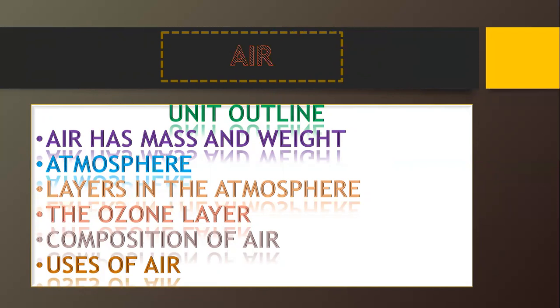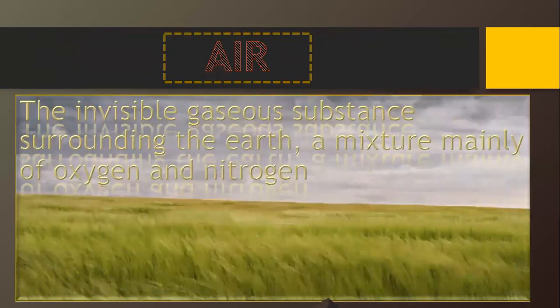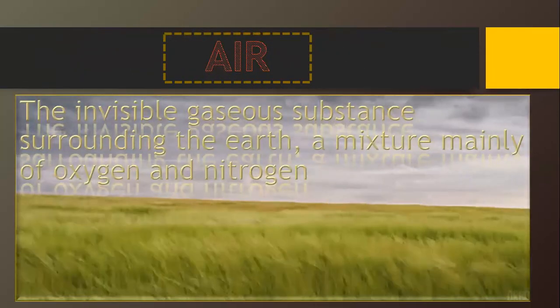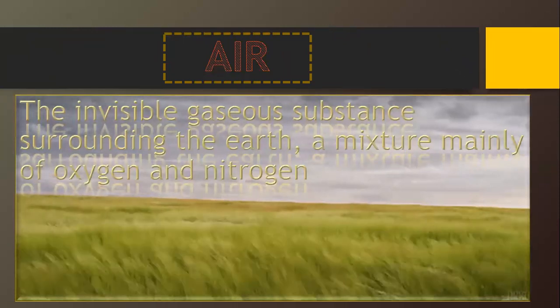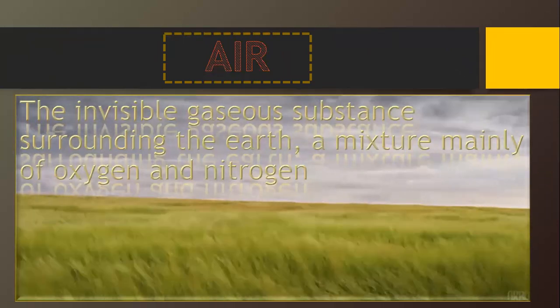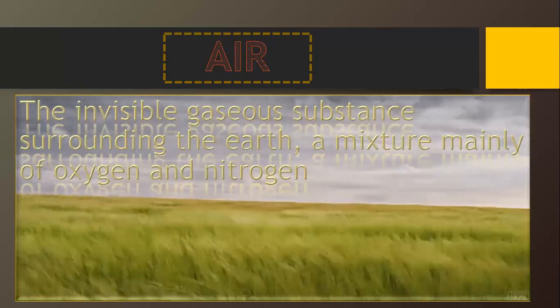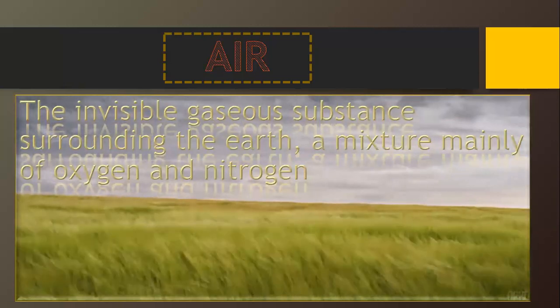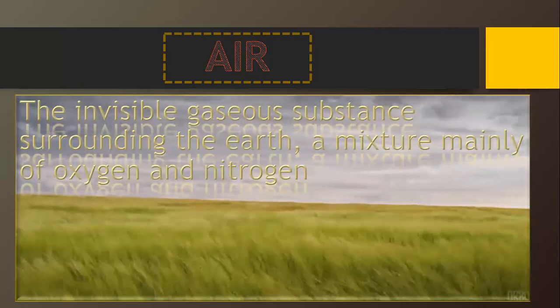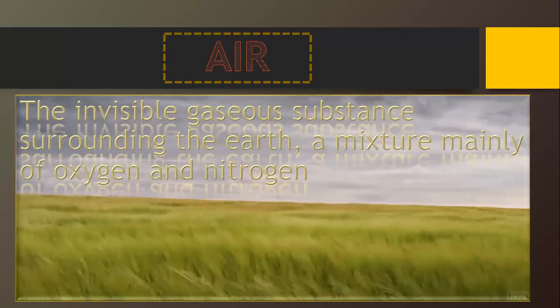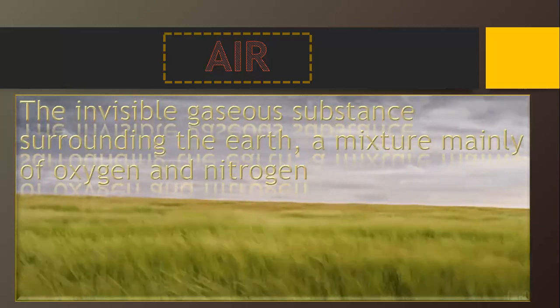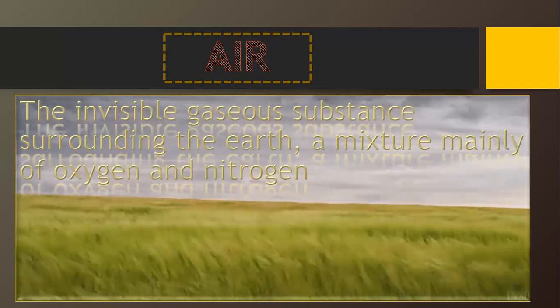Like solid and liquid, gas is also matter and it has weight and space, and they also have volume. Now in this chapter we learn about air, the invisible gaseous substance surrounding the earth, a mixture mainly of oxygen and nitrogen. Air is everywhere around us and it presses everything downward due to its weight.